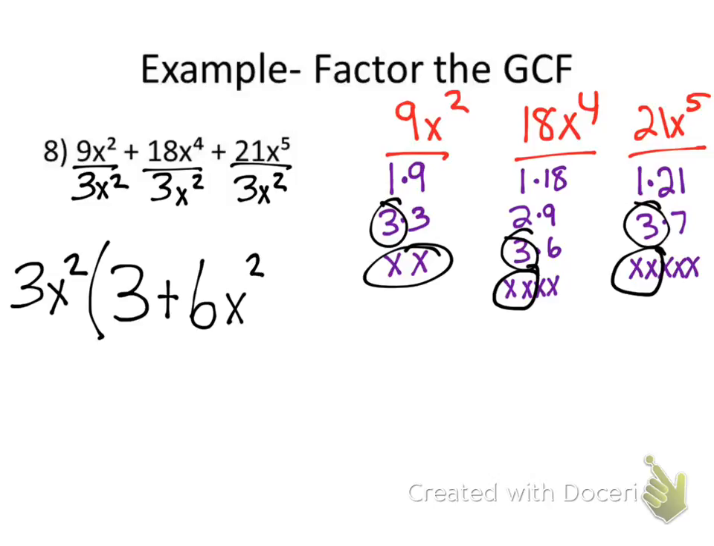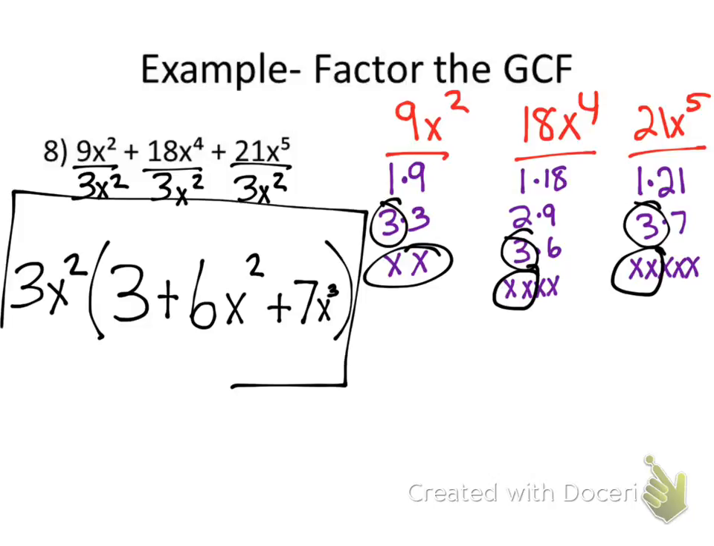Good. Plus 21 divided by 3 is 7. I had an x to the 5th, but I'm taking 2 of those away. So now I have x to the 3rd. Very good. You can distribute to check to see if this makes sense. If it leads you right back to where you started, then you know you're good. But I trust that we did this one correctly.